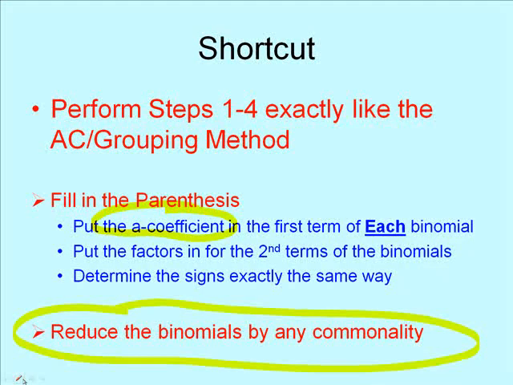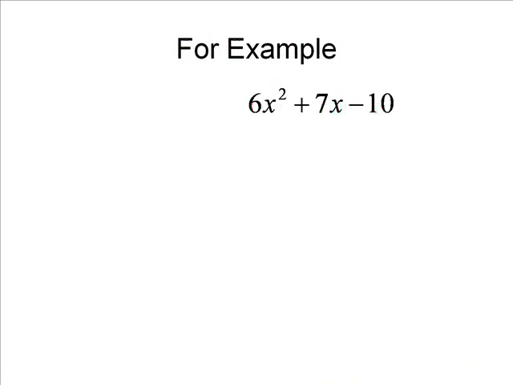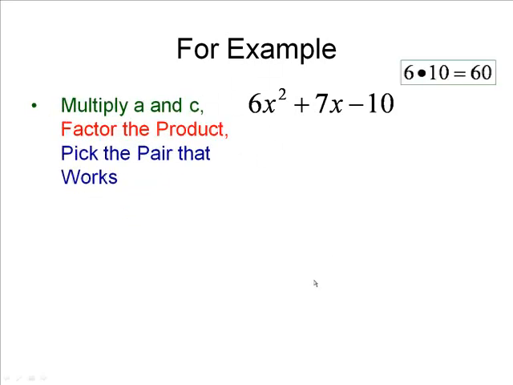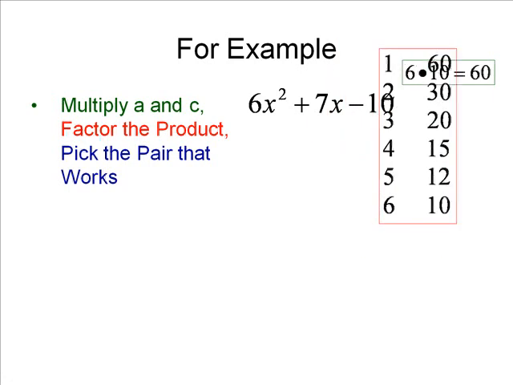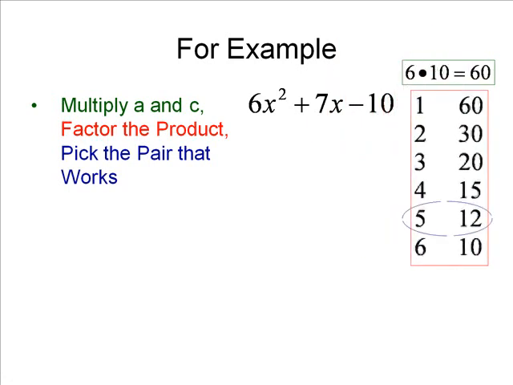Let's see that in action. We'll use the same polynomial so that we can compare apples to apples. 6x squared plus 7x minus 10. Again, the first 4 steps are exactly the same. We multiply a times c and get 60. We factor that out. We get the factor list. We pick the pair that subtracts to equal b.